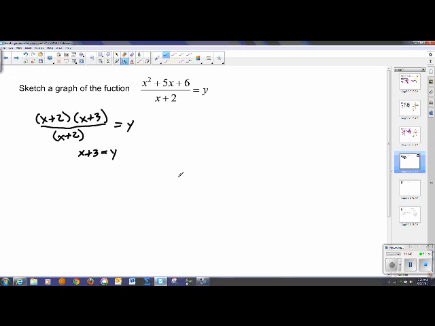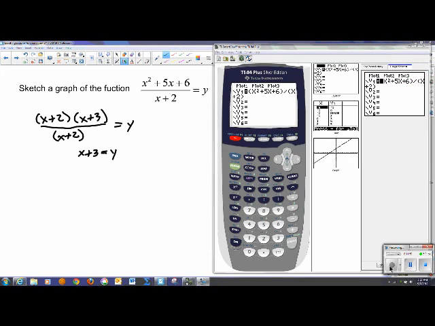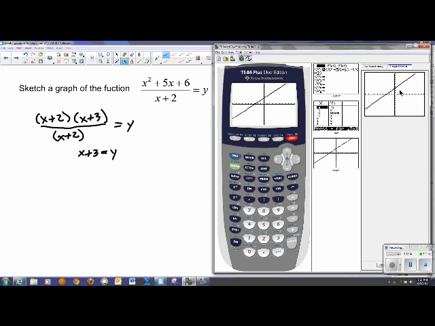Now, does that mean this is a line? Kind of yes, kind of no. We're going to get our calculators opened up and take a look at what's going on. So here I've got my calculator set up and I've plugged in the function. Notice what I've done though. I've put the numerator all in one parentheses, divided by the denominator in one parentheses. If you don't do that, you won't get the accurate graph. Now, if we graph this, sure enough, it appears it looks like a line.